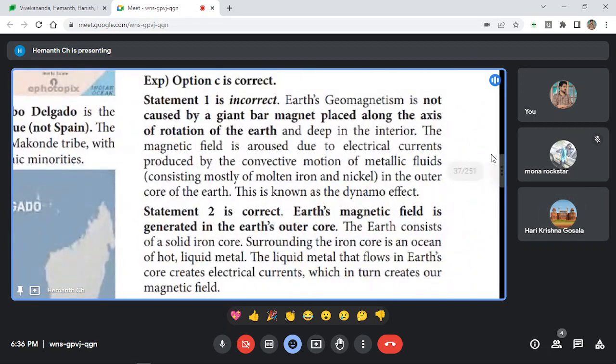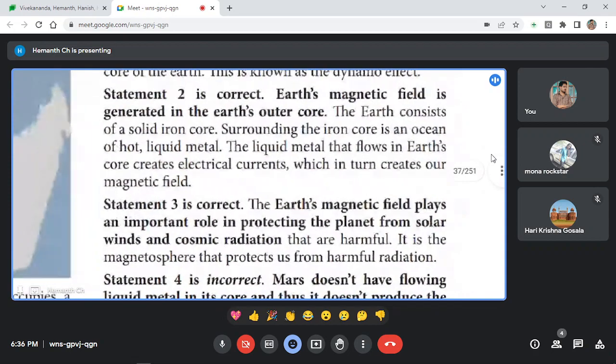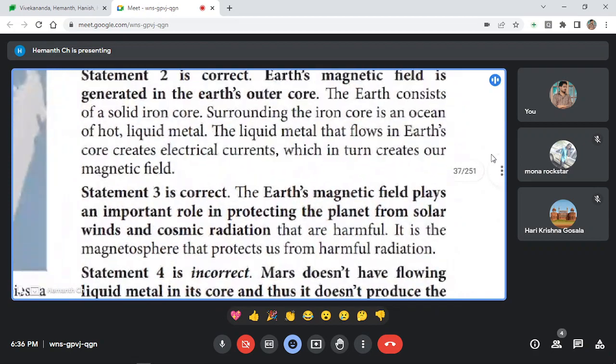Earth's geomagnetism is not caused by a giant bar magnet placed along the axis of rotation of Earth and deep in the Earth. The magnetic field is caused by the electric currents produced by convectional motion of metallic fluids consisting mostly of iron and nickel in the outer core. This is known as the dynamo effect. The Earth's magnetic field is generated in the Earth's outer core.